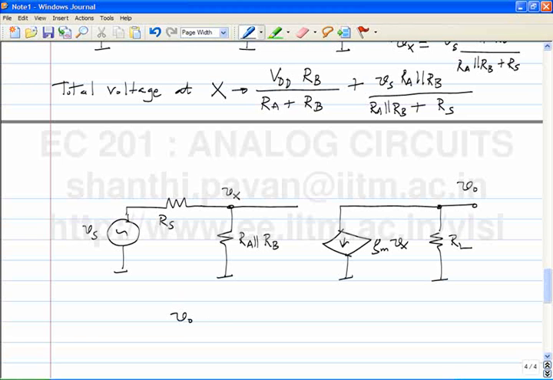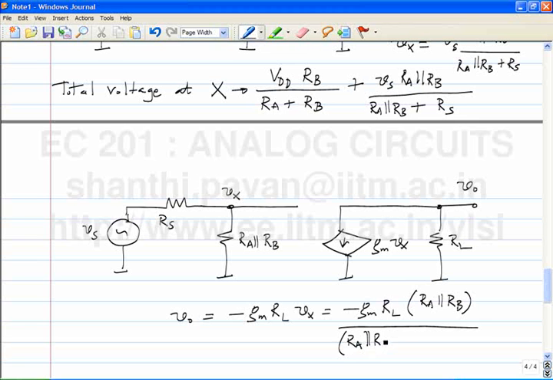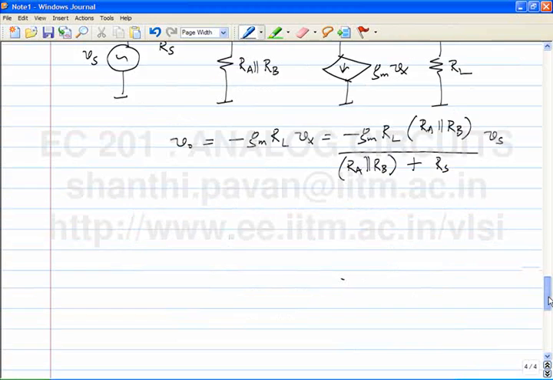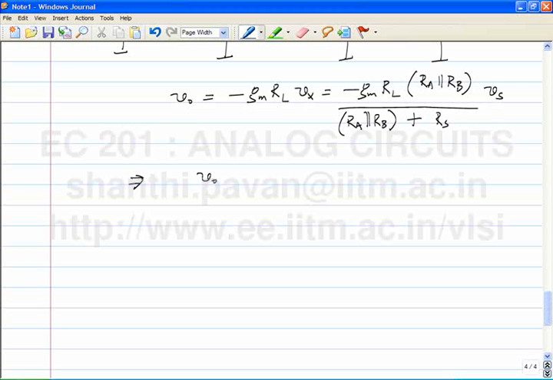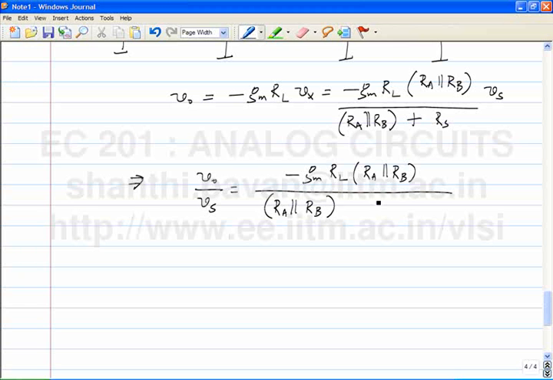So Vo must be equal to minus Gm RL times Vx, which is minus Gm RL times RA parallel RB by RA parallel RB plus Rs times Vs, which means the incremental gain is minus Gm RL times RA parallel RB by RA parallel RB plus Rs.